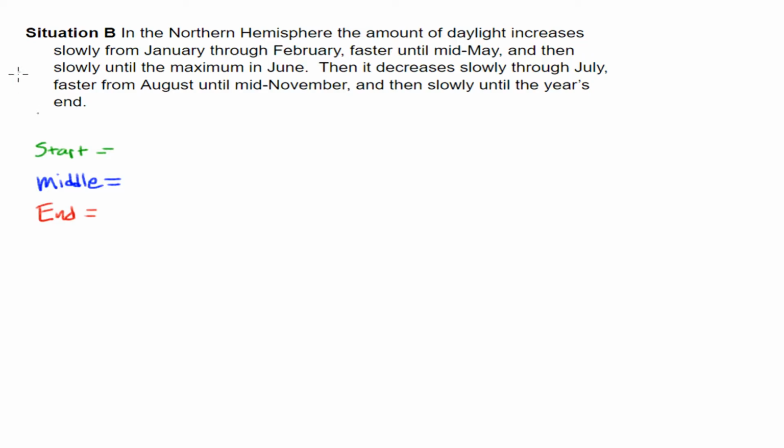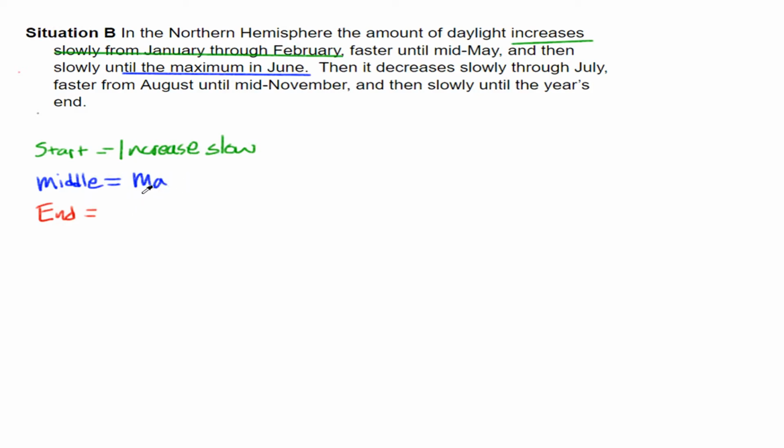All right, just like with the first one, we are going to be looking for a start, middle, and end to this story. So in the northern hemisphere here, the amount of daylight increases slowly from January through February. So we know that we are going to have an increase, and it is going to be slow. Now the middle of the story here, it goes faster and faster, and then slowly until maximum in June. So our middle here is when we actually have a maximum. So we have a max.